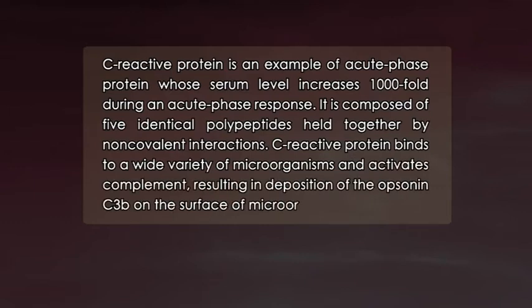C-reactive protein binds to a wide variety of microorganisms and activates complement, resulting in deposition of the opsonin C3b on the surface of microorganisms. Phagocytic cells which express C3b receptors can then readily phagocytose the C3b-coated microorganisms.